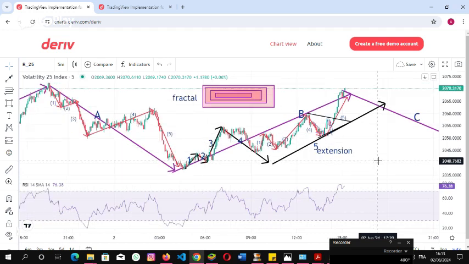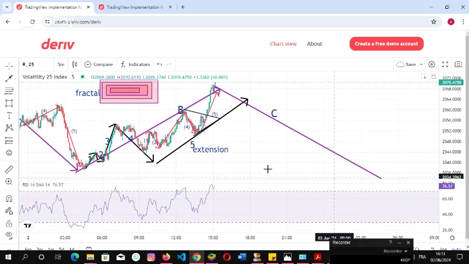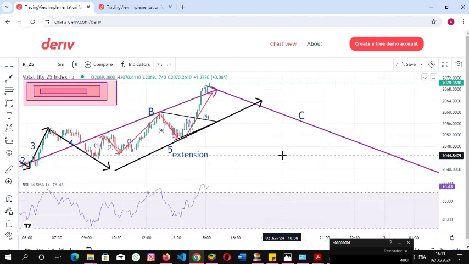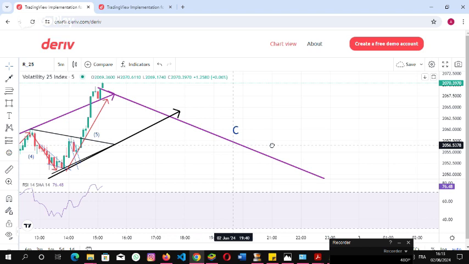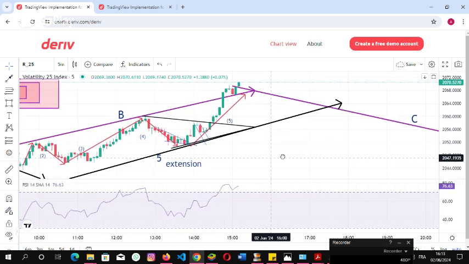I'm going to zoom out again so you can get a bird's eye view of what is my wave C. So you don't just jump the gun or jump on the bandwagon and start entering trades because you're seeing a green candle. If not, the market is going to slaughter you. You need to be able to know what you're doing.